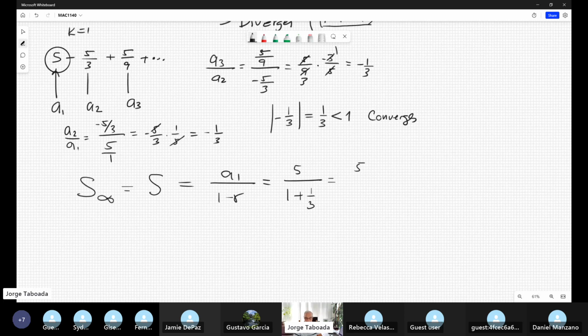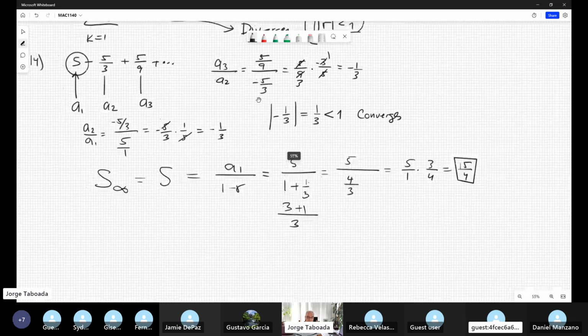Okay, now you continue. You add this. This is 4/3, because the LCD is 3, plus 1 is 4. Now finally, 5 over 1. Now flip it, it's 3 over 4. It's 15 over 4. So this series converges, and converges at the value of 15 over 4. Super? Yeah.